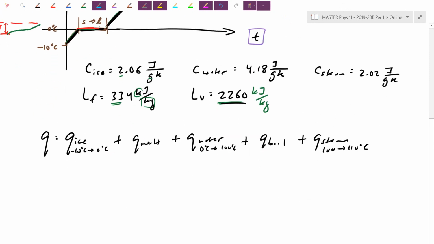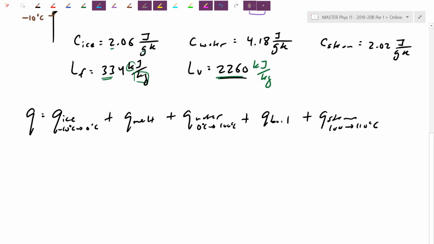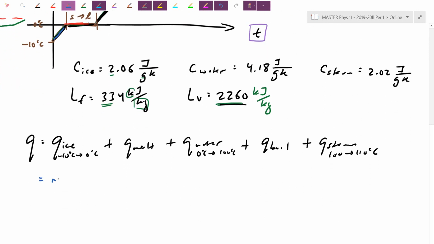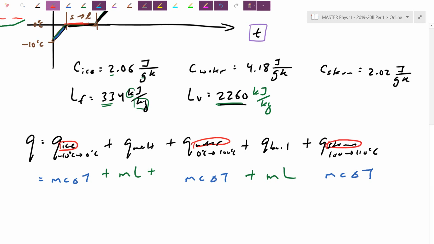So 5 different parts. Again, thankfully energy is a scalar, so there's no breaking down of components. You just add up all the little bits. Whenever there is a temperature change, so whenever there is a slope on this graph here, you can use MC delta T. So MC delta T here, MC delta T, MC delta T. Whenever there's a phase change, we can't use that. We have to use ML plus ML. Be careful depending on what state I am, ice, water, or steam. I want to make sure I use the correct specific heat. So without further ado, let's take a look here.